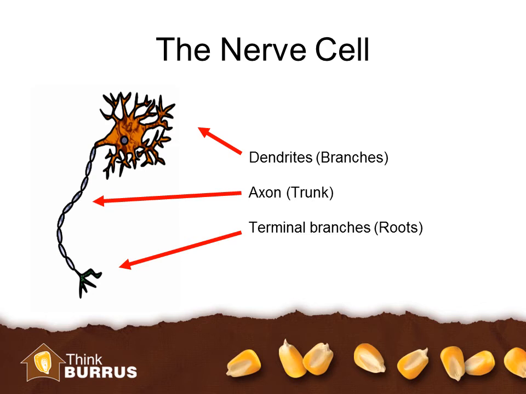We previously said that the nerve cell looks like a tree. The branches are the top, where the signal comes in, and those are called dendrites. The trunk, the middle part of the cell through which the signal moves, is called the axon. And then the signal eventually reaches the roots, which we call terminal branches. And here, the electrical signal that's been moving around inside that cell is converted into a chemical signal.